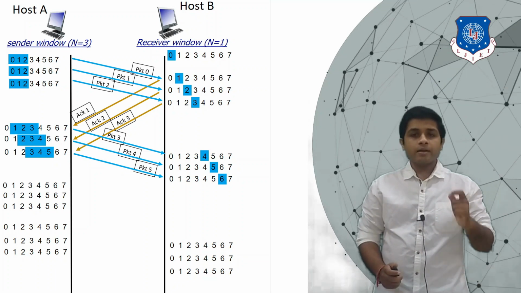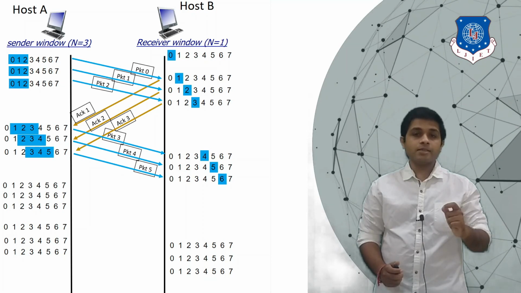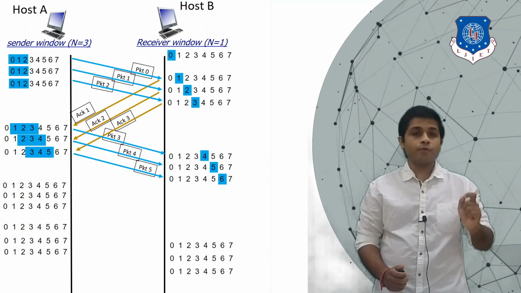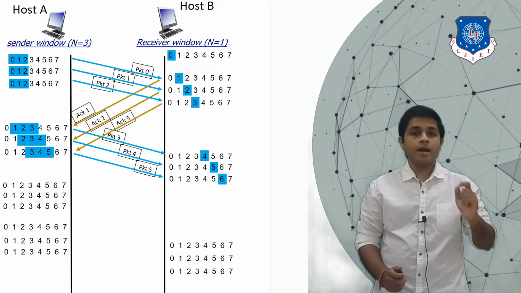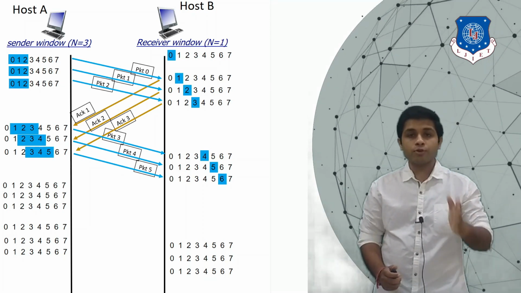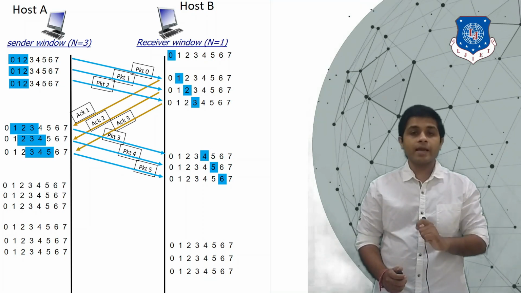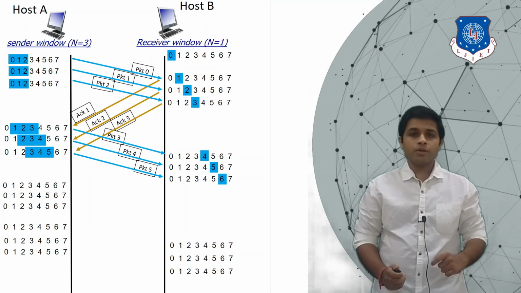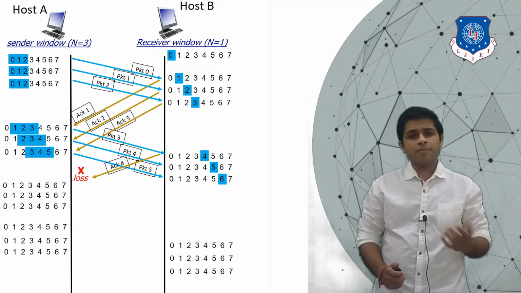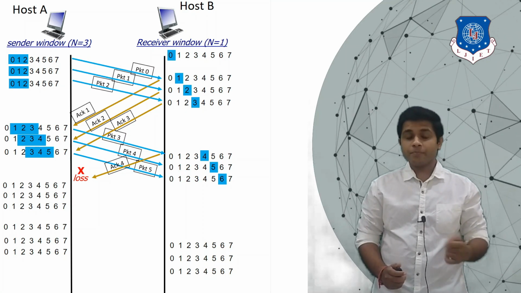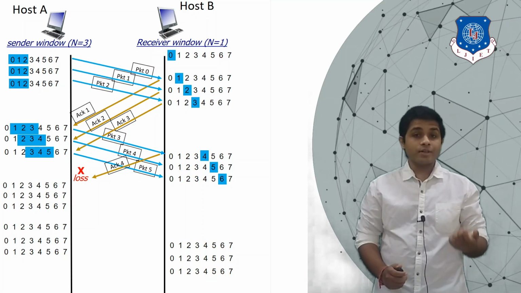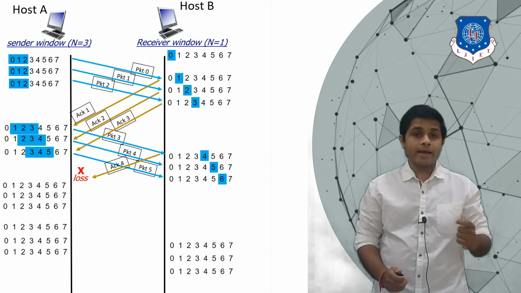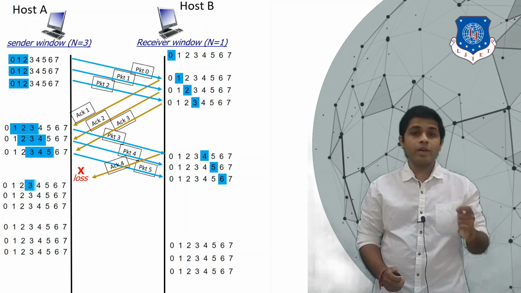So B is expecting packet 6 next, and the current position of the sender's window is at 3, 4 and 5. Packets 3, 4 and 5 are in transmission, and A has not received any acknowledgement for them yet. B will send the acknowledgement for packet 3, which is ACK 4, and suppose ACK 4 is lost in the channel. So ACK 4 is not received by host A, and the window will not slide.